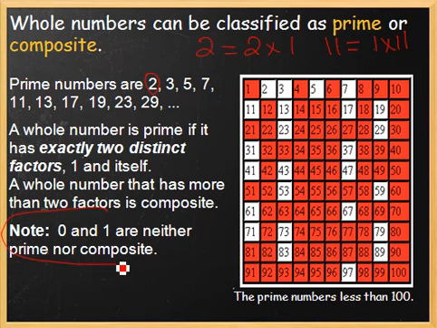Notice that the numbers 0 and 1 are neither prime nor composite. A composite number, by definition, has more than two factors, such as 12, or the number 4, where 4 has the factors of 1, 2, and 4. 1 is not prime because the only factor is itself, and therefore it can't be composite. 0 is neither prime nor composite.